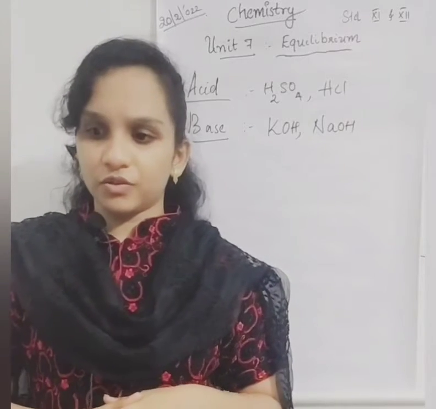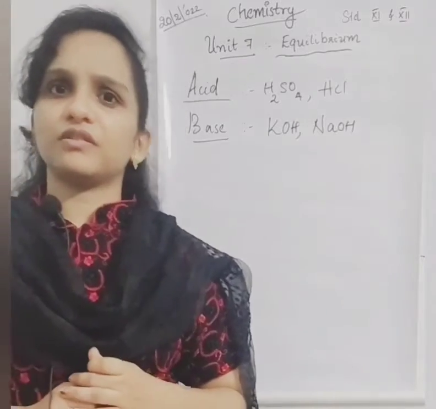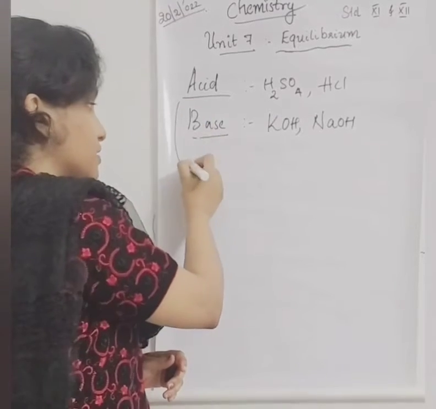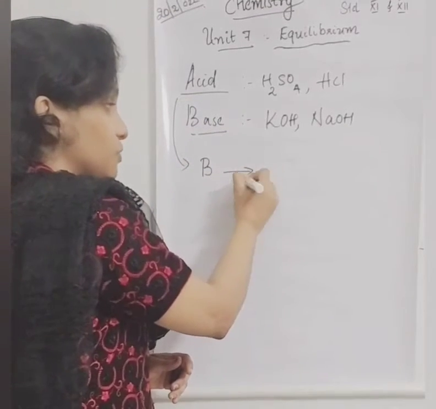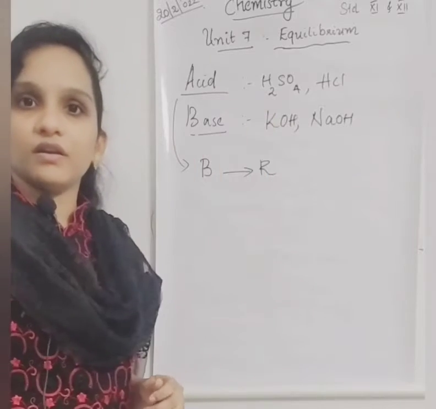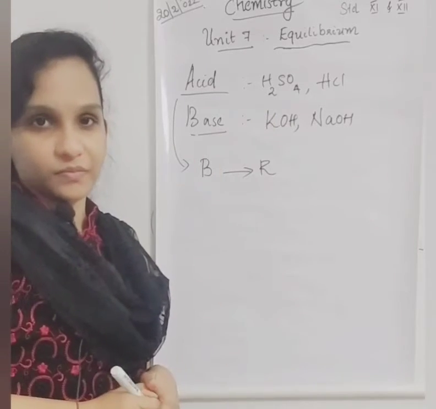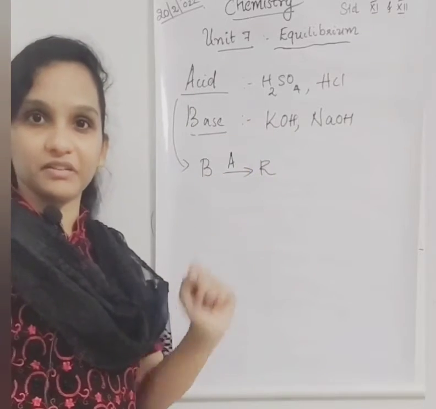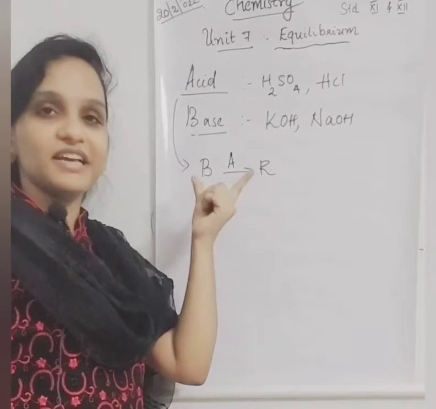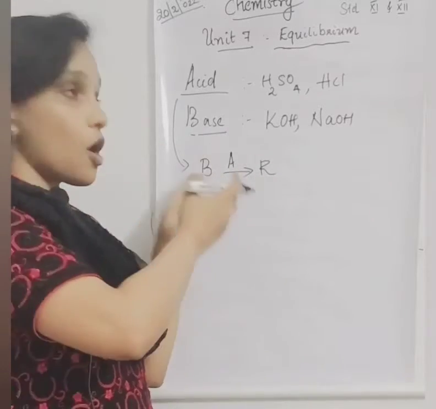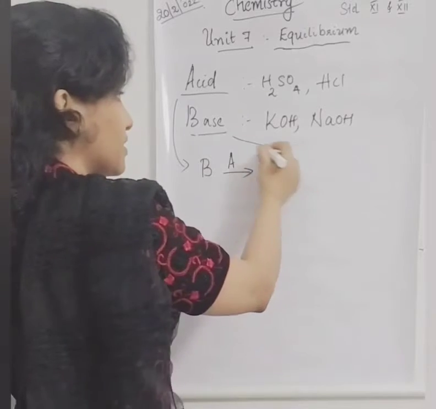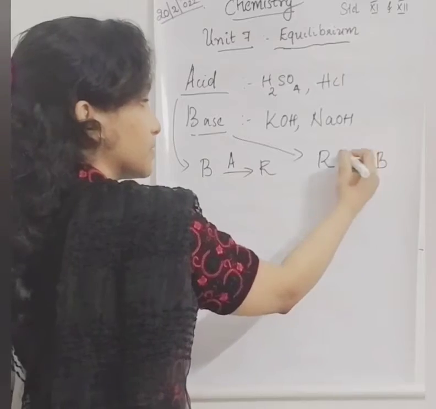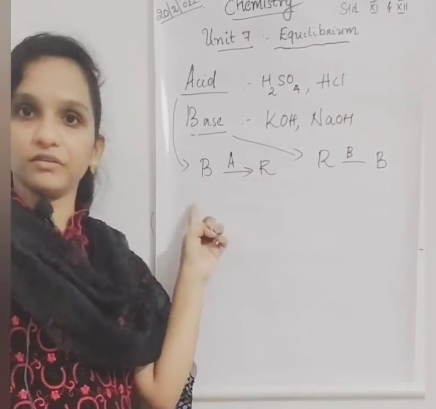Now, any other properties? What about the litmus test? For acid, it changes blue litmus to red. Now, I will give you one clue on how to remember this. Acid turns blue litmus red. Just the opposite happens to base. Base turns red litmus blue. You just remember this one.